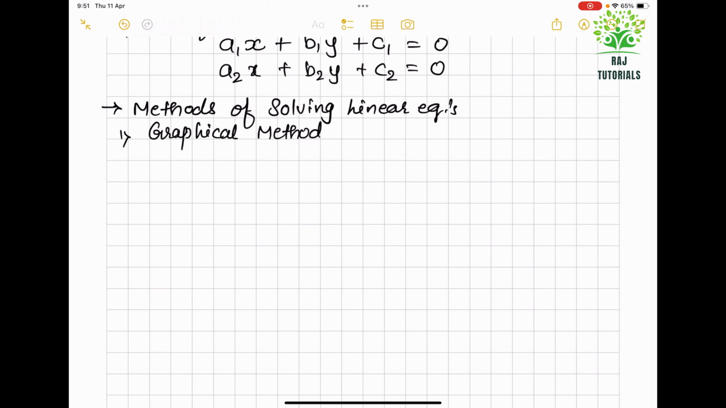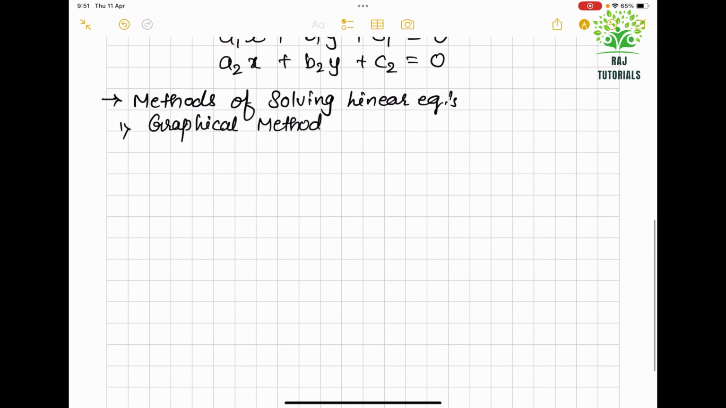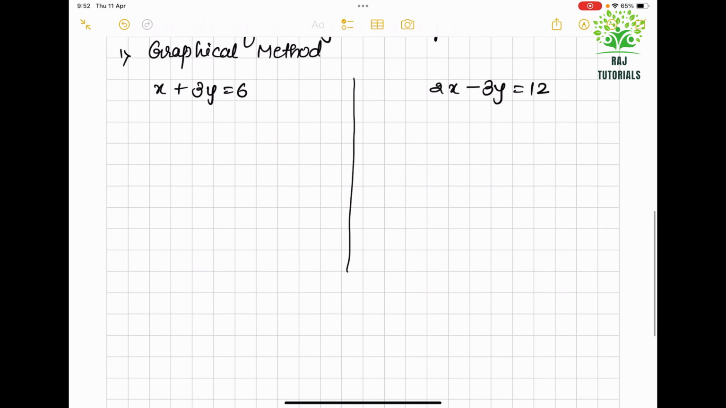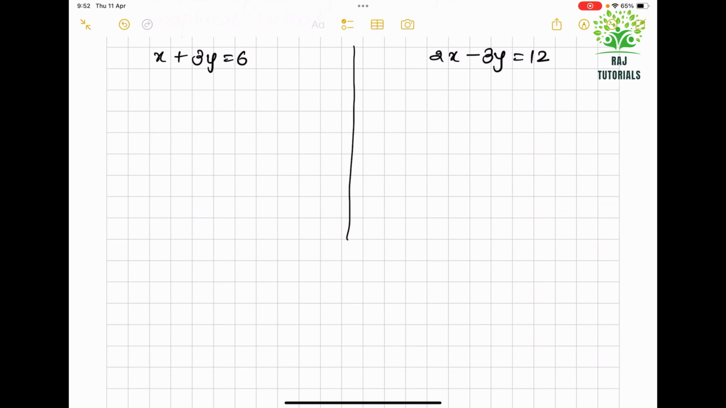Now let us solve the equations first by graphical method. So I am taking the same equations as I have taken in the example. The first equation was x plus 3y equal to 6 and the other equation was 2x minus 3y equal to 12. Now before I use the graphical method, you know that we will need a table to be made for the solution of the graphical method. That is, we will need points to show on the graph. So now let us make those points first.